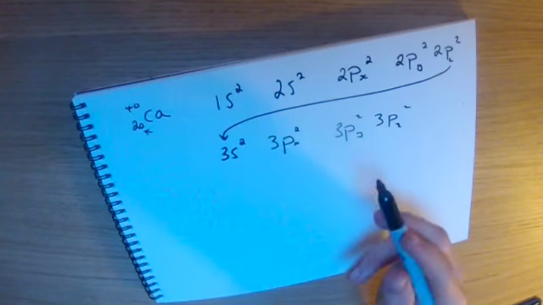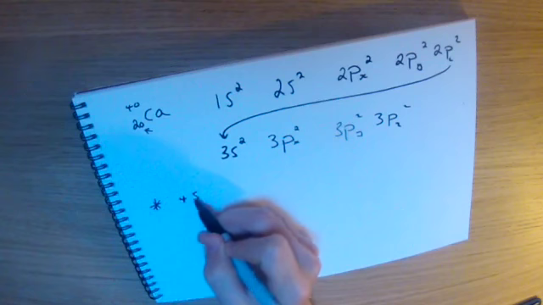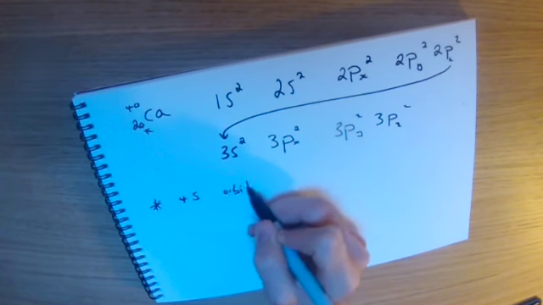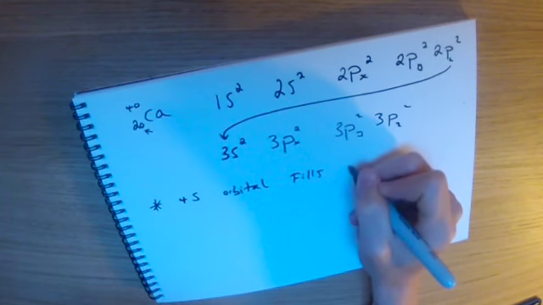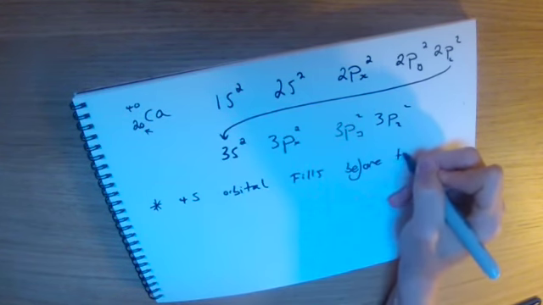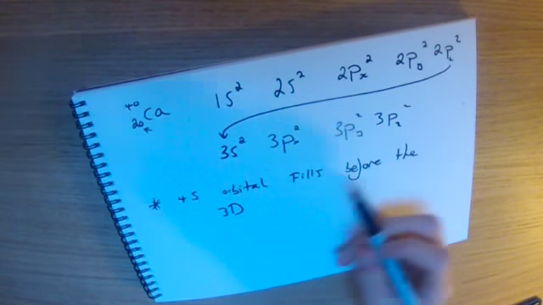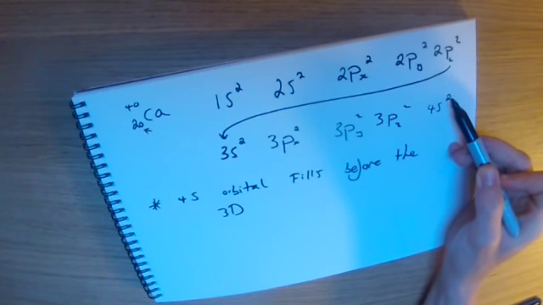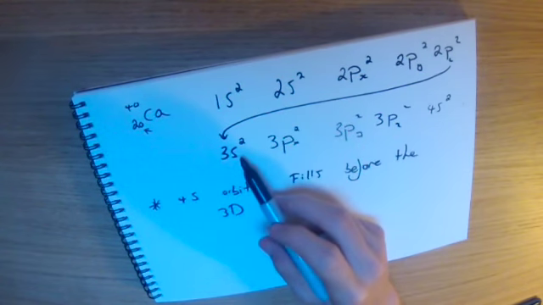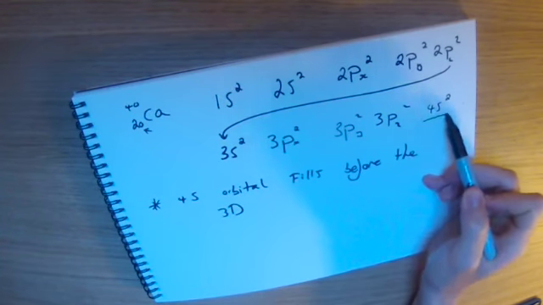but an interesting fact that you need to know is that the 4s orbital fills before the 3d subshell. So in actual fact it will be 4s2. So there we got 2, 4, 6, 8, 10. 2, 4, 6, 8, 10. So that equals 20.